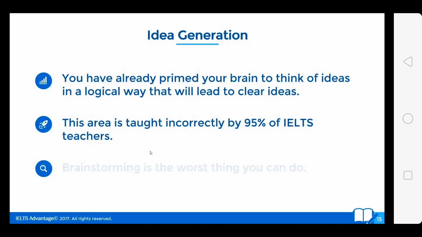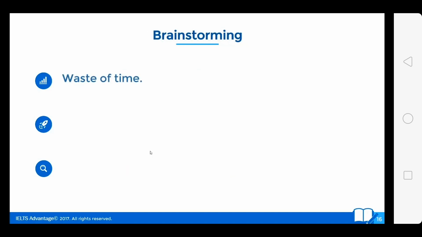And the best example of that is brainstorming. Brainstorming is the worst thing that you could do. Why do most teachers teach brainstorming? Because they just look at a textbook, or they just Google how to think of ideas, and 95% of the stuff out there just says brainstorming. Why is brainstorming so bad?